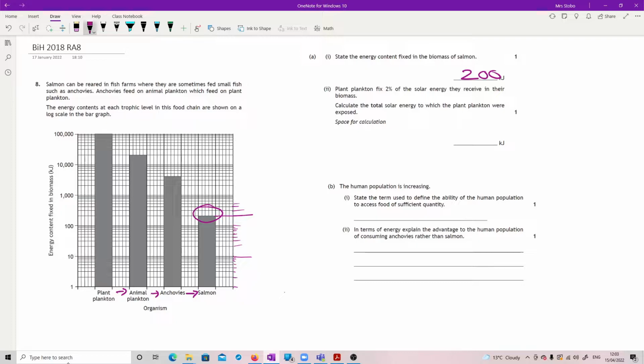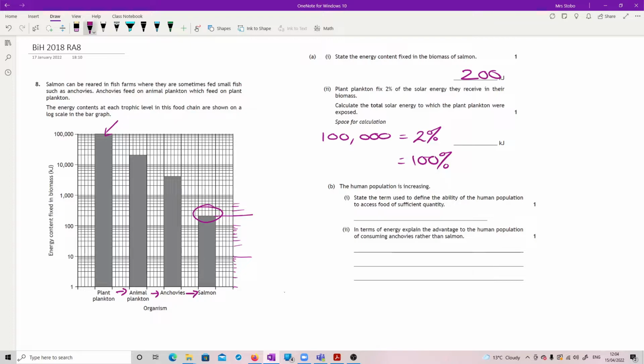Okay. Plant plankton fix 2% of the solar energy they receive in their biomass. Calculate the total solar energy to which the plant plankton were exposed. So plant plankton up here, this is what they get, and that's 2%. And they're asking you for 100%.